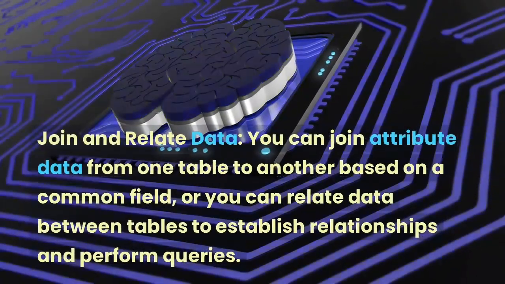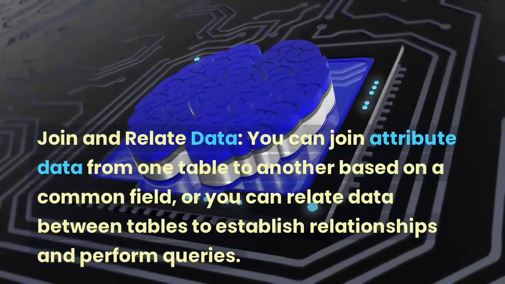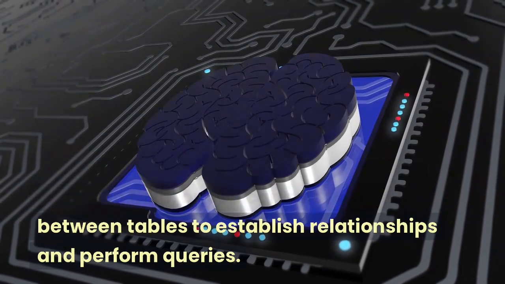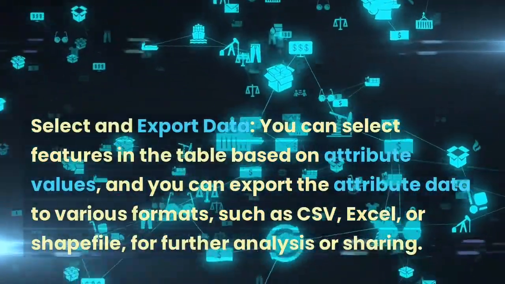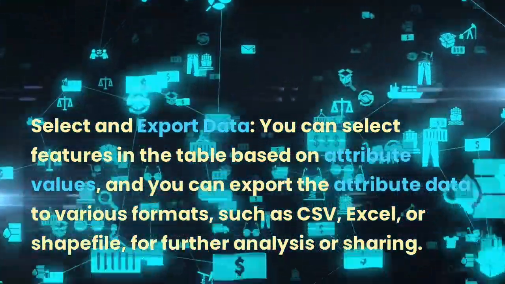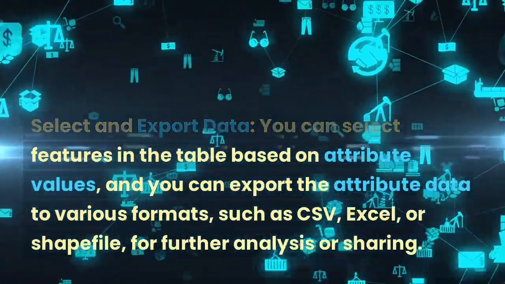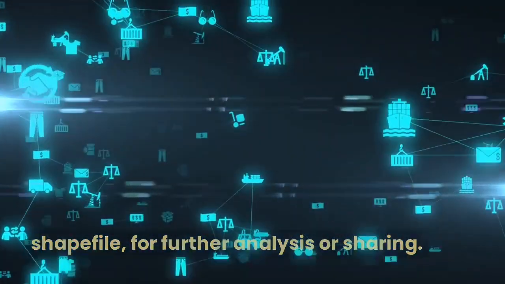Join and relate data. You can join attribute data from one table to another based on a common field, or you can relate data between tables to establish relationships and perform queries. Select and export data. You can select features in the table based on attribute values, and you can export the attribute data to various formats, such as CSV, Excel, or shapefile, for further analysis or sharing.